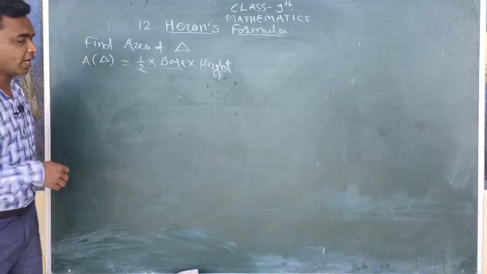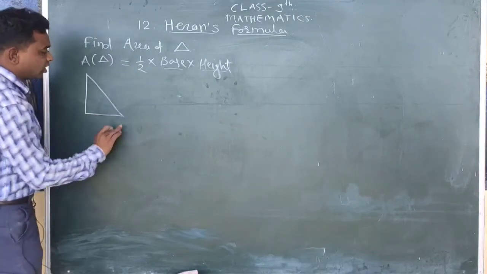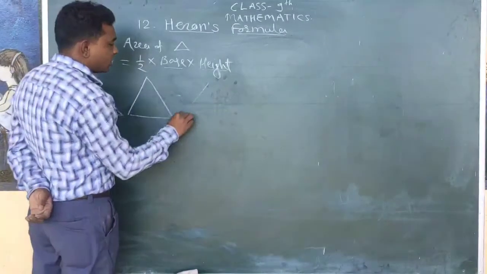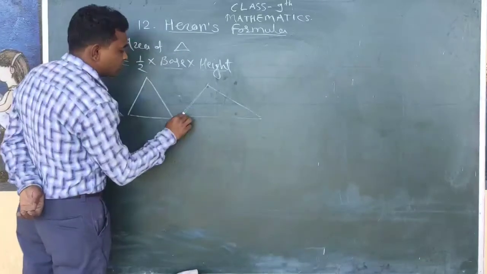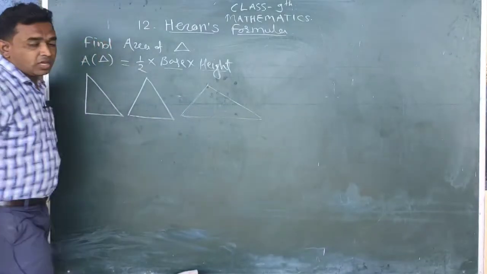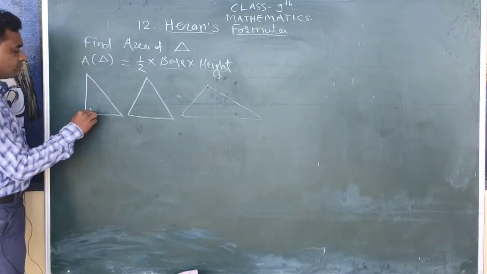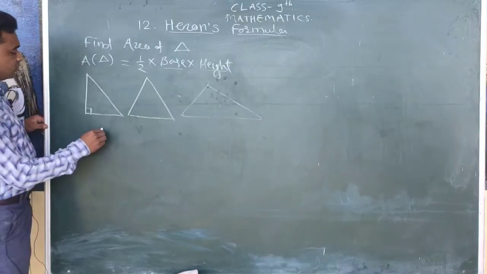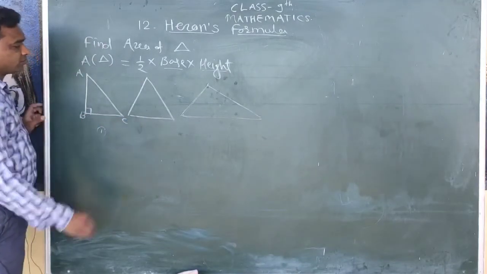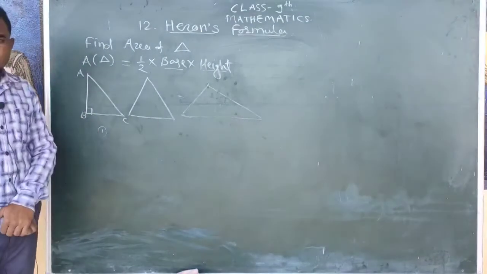The triangle may be a right angle triangle, an equilateral triangle, or a scalene triangle. You already found the area of these types of triangles. To find it, we must know the base and the height. If we consider the first, right angle triangle, name it A, B, C. For triangle ABC, this is a right angle triangle where angle B is equal to 90 degrees.